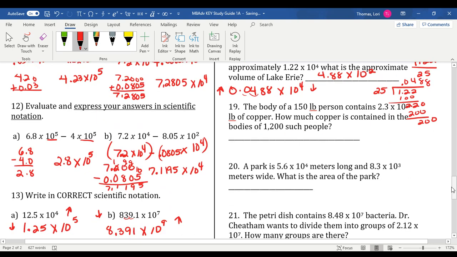Okay? So the body of a 150-pound person contains 2.3 times 10 to the negative 4th pounds of copper. How much copper is contained in the bodies of 1,200 such people? So we're just going to multiply. So we just had to multiply 1,200 times 2.3.